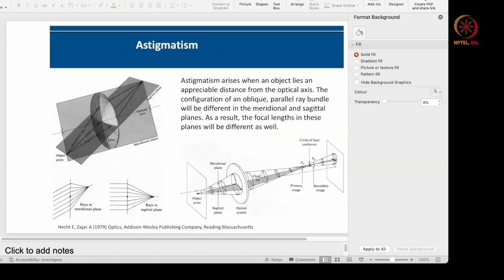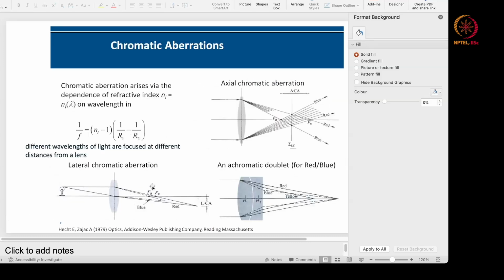You can also have astigmatism, which is basically when the object lies away from the optical axis. As a result of that, the meridional plane rays and the sagittal plane rays, which are shown over here, actually focus at different points. The focal lengths of these planes are actually different. As a result of that, you have astigmatism. And then we talked about chromatic aberration, which is nothing but the colors, because of the dependence of refractive index on the wavelength. Okay, and this leads to differential focusing of the different colors of light, and this also can have lateral as well as axial chromatic aberration.